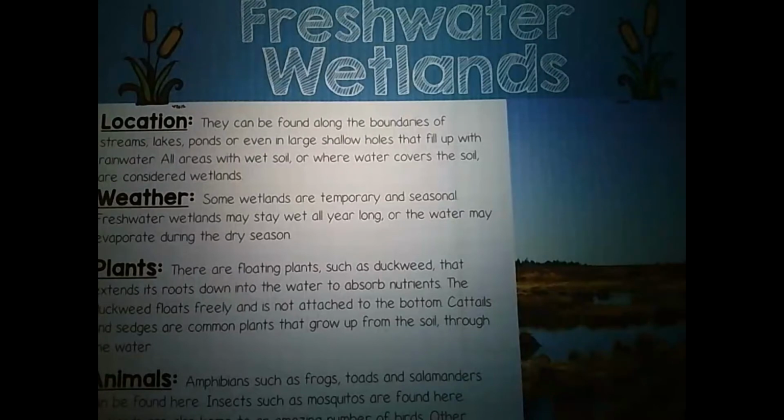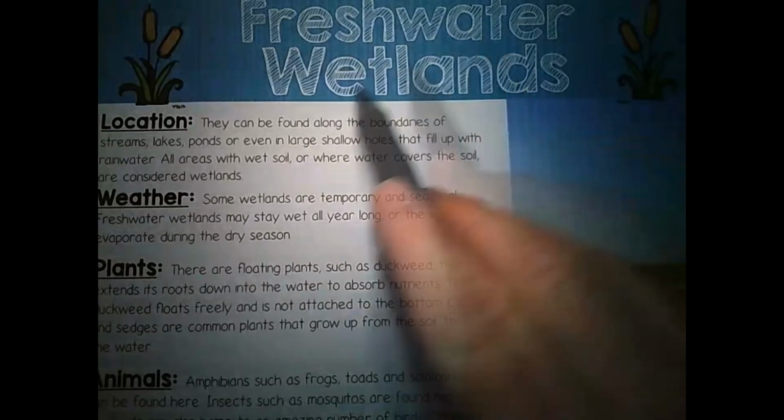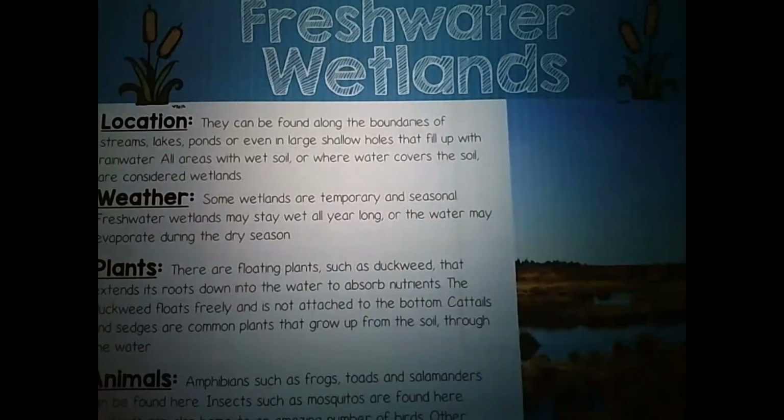Good morrow, everyone. Mr. Flanders here, and we are back at it with science, and we are looking at a whole new habitat this week. So, the last couple of weeks we've been learning about the forest and deciduous forests and their leaves versus pine needles and the animals that live there. Well, this week we are looking at freshwater wetlands.